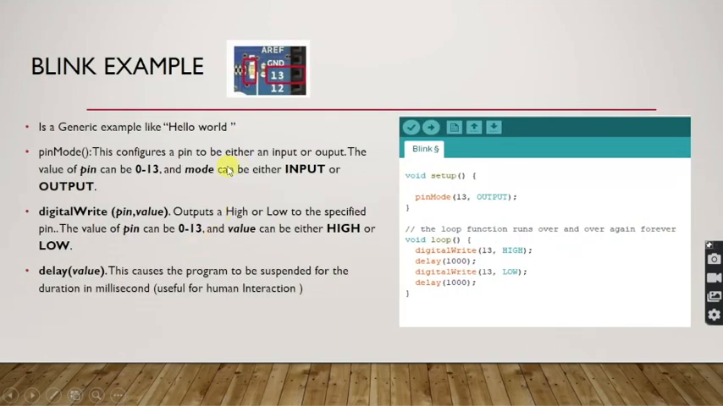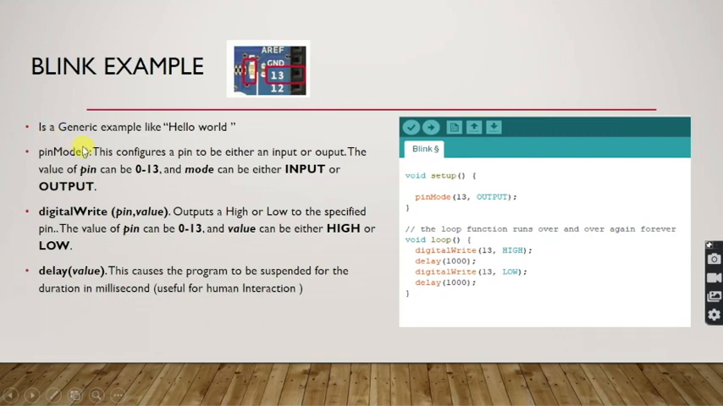When you upload the program, this is the Blink example. It's very easy. It just declares pin 13 as an output pin. What is connected to pin 13? Pin 13 contains a built-in LED. This is the built-in LED. Then we just write high to this pin and low to this pin, and we use a delay function for 1 second. This is a generic example, as I said, like hello world.